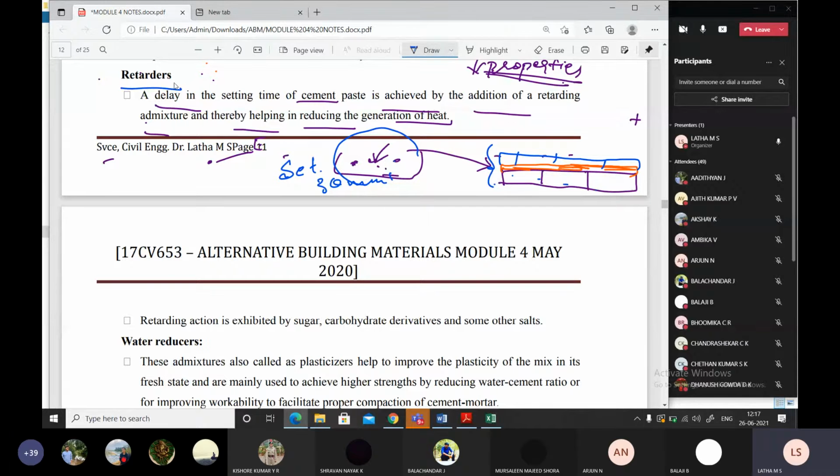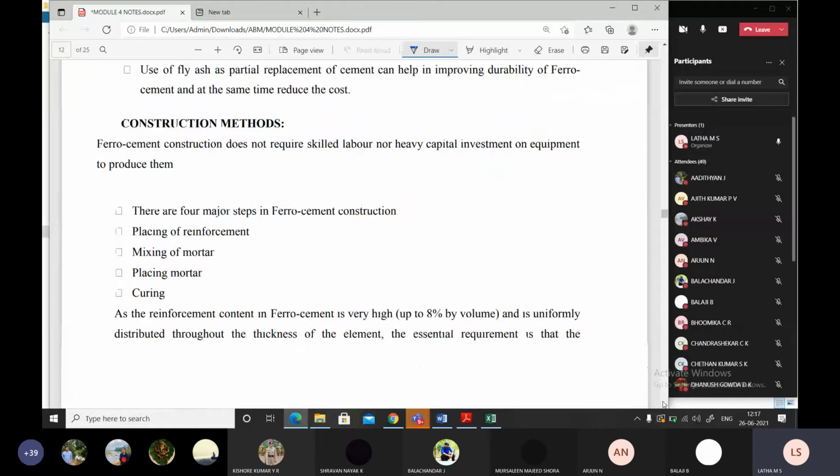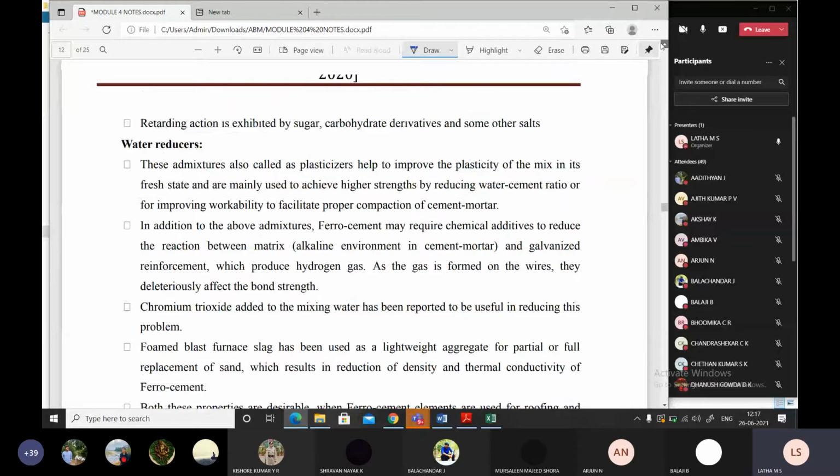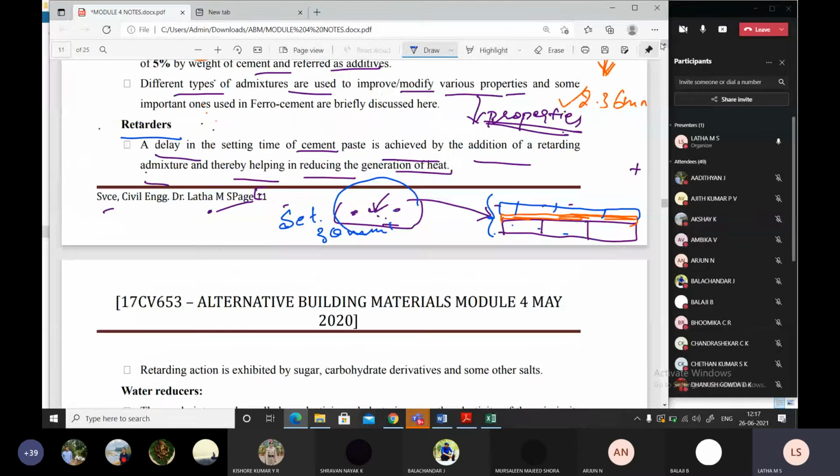So retarding action is exhibited by reducing the temperature. That is what is helping, it will reduce the generation of heat. And it is also exhibited with the chemical reaction undergoing.